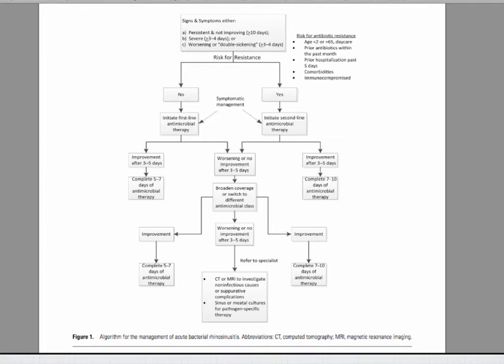No, as a matter of fact, until you get to the very bottom where it says refer to specialist for CT or MRI to investigate non-infectious causes of suppurative complications, sinus or meatal cultures for pathogen-specific therapy. We're not going to do that in our office. We're going to refer to a specialist.